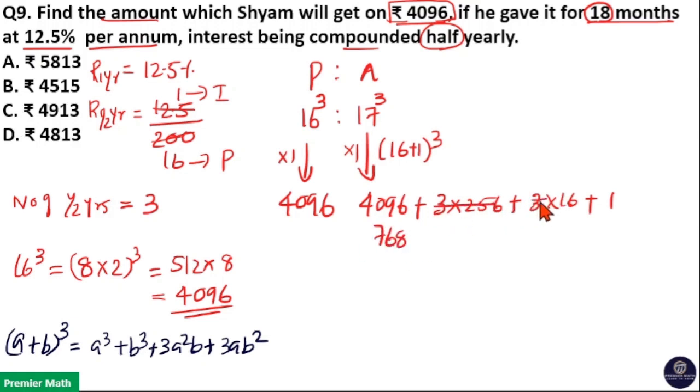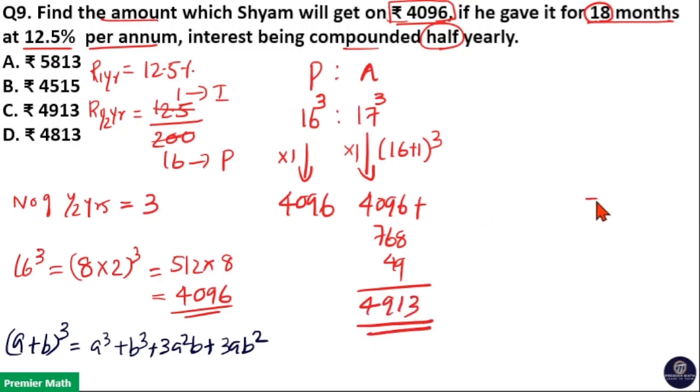Now 3 into 16 is 48, plus 1 is equal to 49. Now you can see 760 plus 40 is 800 and 96 plus 4 is equal to 100. So total 4900 plus 8 plus 5, 13. So 4913 is your answer. Option C is your answer.